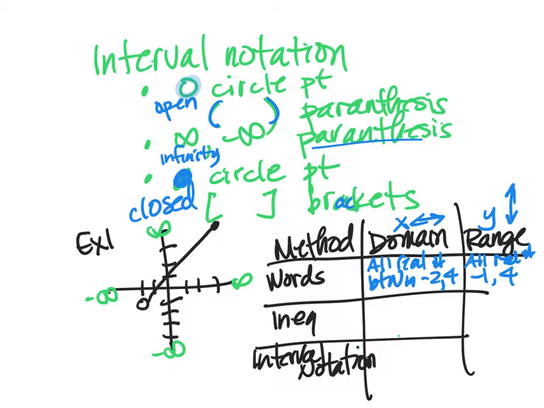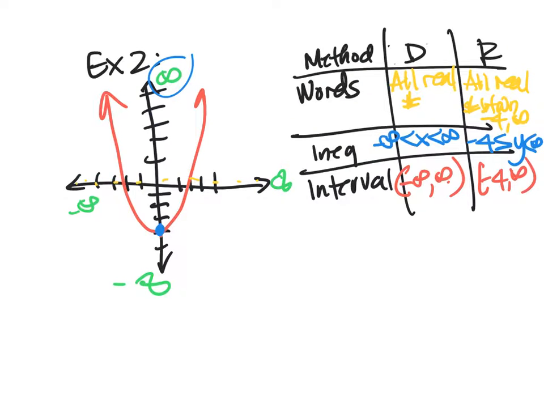Let me go back, you guys. One thing. All right, let me go ahead and explain this particular example. So what we have is our parabola on the coordinate plane. And again, I always want you to include those green infinity marks on your coordinate plane.